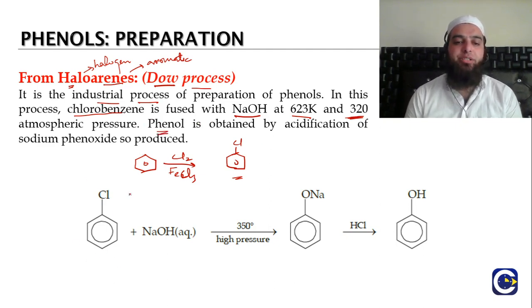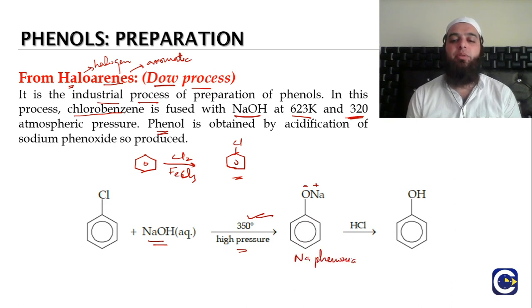Here we have chlorobenzene. This chlorobenzene is treated with sodium hydroxide in aqueous form. We can also take the molten state of sodium hydroxide, at a very high temperature, which varies from 300 to 350 degrees Celsius, and a very high pressure as indicated here. In this reaction, the first product is sodium phenoxide, in which oxygen has a negative charge and sodium has a positive charge. This is a phenoxide ion.